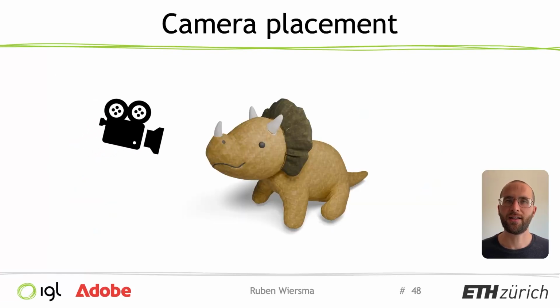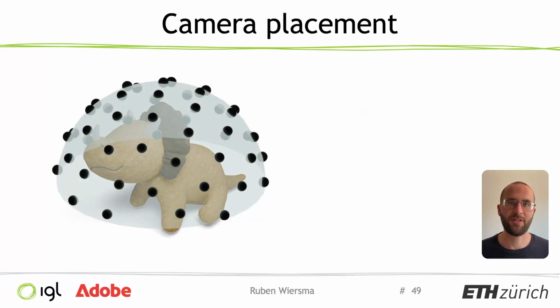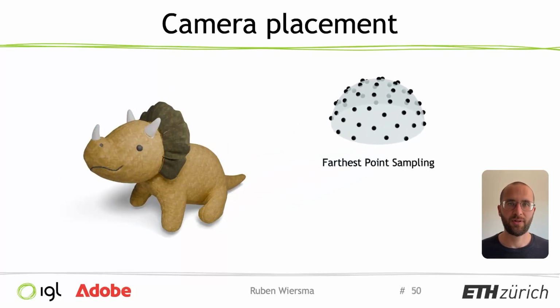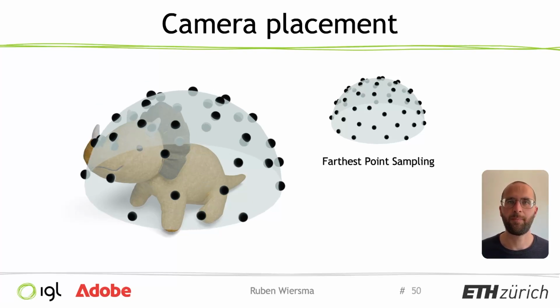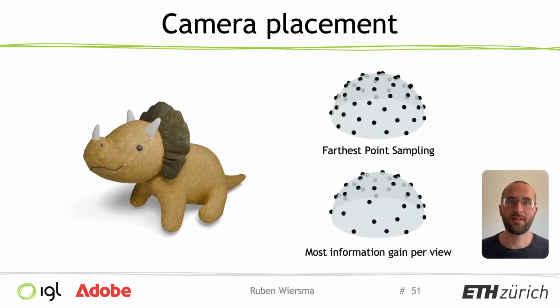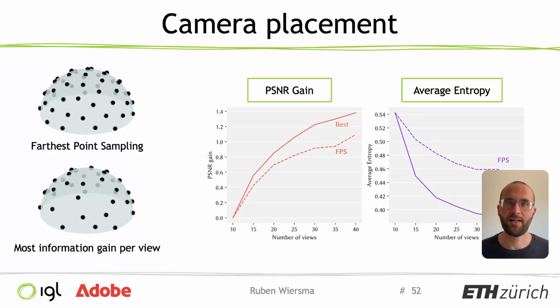Second, we can guide camera placement. As a baseline, we place cameras at evenly spaced positions, and we compare this with a proposed method where we place our cameras in the places where we expect the lowest entropy. Using the selection mechanism, we can now sample camera positions that get to 1 decibel of peak signal to noise ratio gain for about 60% of the views.